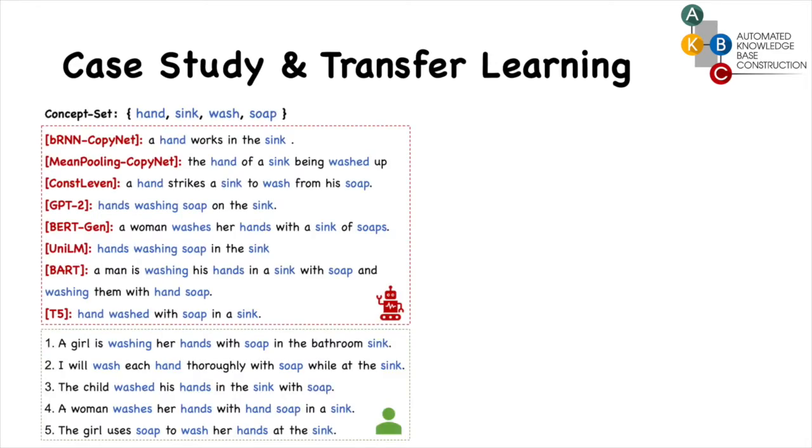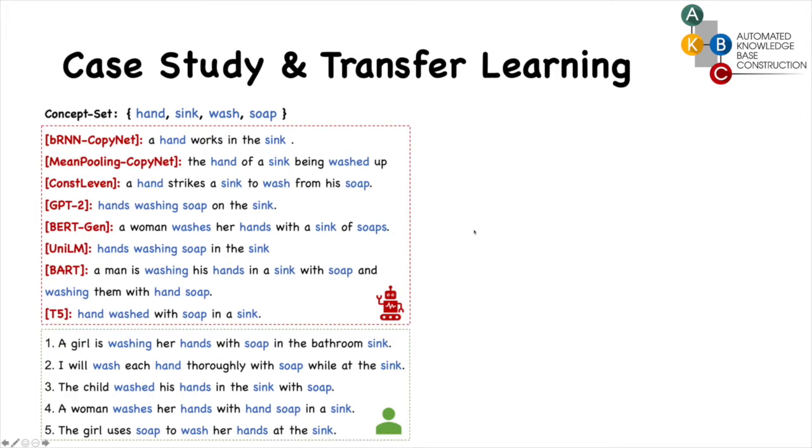This is a case study for qualitative analysis of the model generations. We can see that there is still a gap between humans and model generations. For example, the sentences written by humans are more natural and commonsensical in our daily life. However, if you look at GPT-2, it says, hands washing soap on the sink. Or BART-Gen: a woman washes her hand with a sink of soaps. So these are less natural or plausible in our daily life.